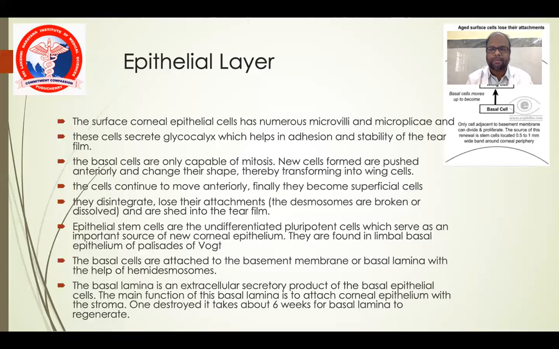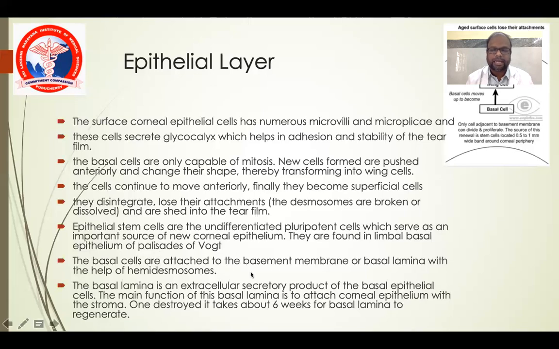This XYZ hypothesis says that the cells are constantly pushed in, and these basal cells are constantly dividing. They become the wing cells and the superficial cells. Finally, they get lost. The epithelial stem cells are the undifferentiated pluripotent cells which serve as a source of new corneal epithelium. They are found in the limbal basal epithelium, especially in the palisades of Vogt. The palisades of Vogt are mostly found in the superior and the inferior part of the cornea.